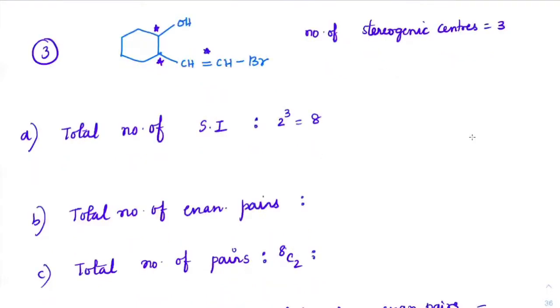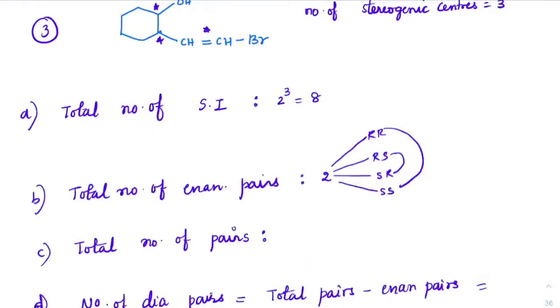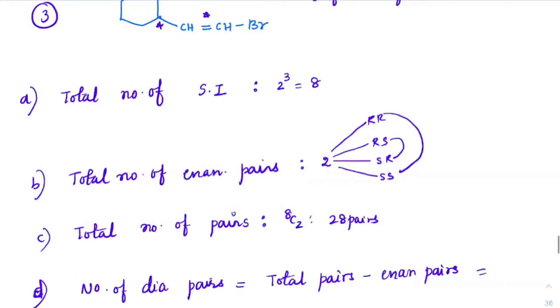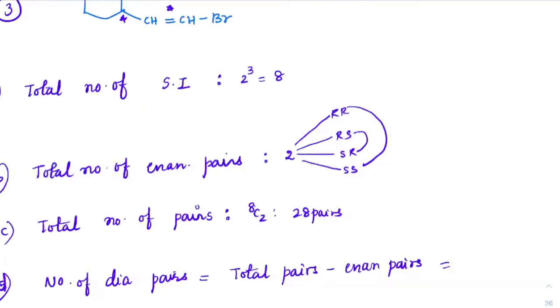Two only now, right? Because this is not a chiral center. Only chiral centers are with respect to these two. Got it? So what are the forms which I have? RR, RS, SR, SS. Next, total number of pairs. So how many will you get? 8C2, so 28 pairs. Next, how many diastereomers? 26. All 26, everybody? Yes. We'll have 26 diastereomers.